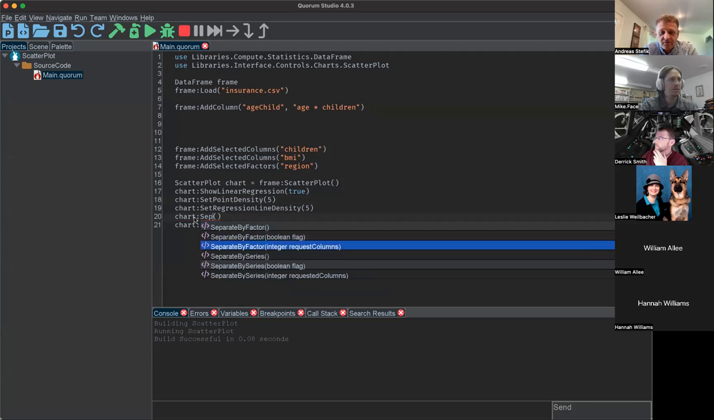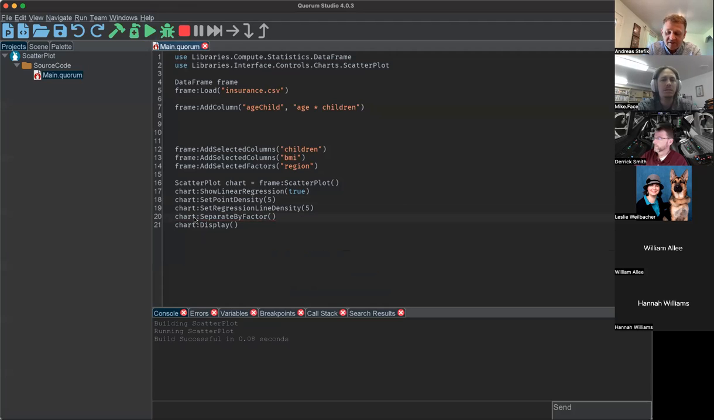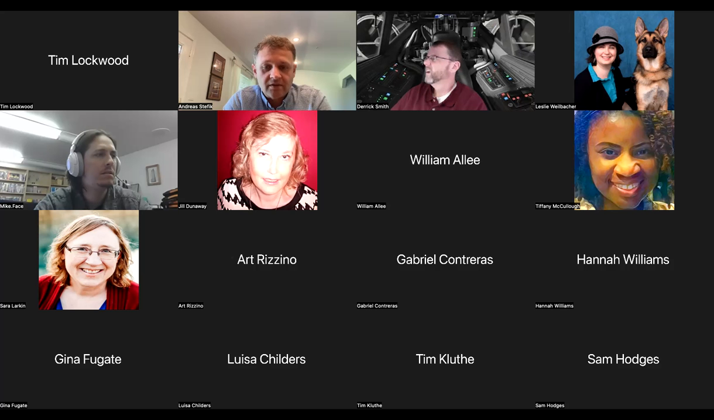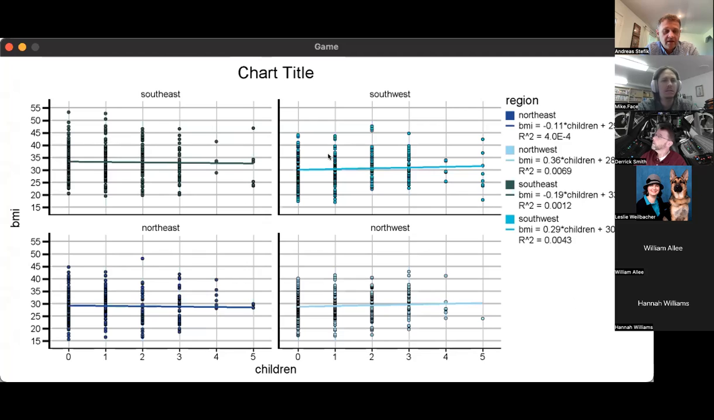So when we say separate by factor, another thing that we can do here is we can pass a Boolean flag, or we can add the number of columns. I'm going to say separate by factor, but instead of passing nothing, I'm going to pass 2, which means make a 2x2 grid of charts. So if I run this one, now instead of a 1x4 grid, I've got a 2x2 grid.